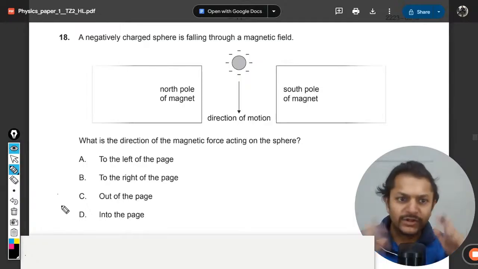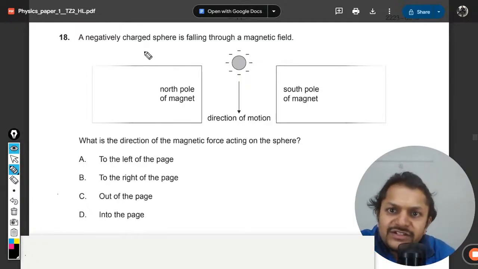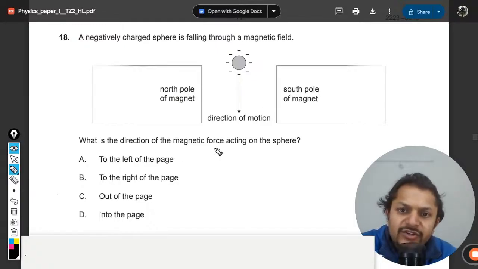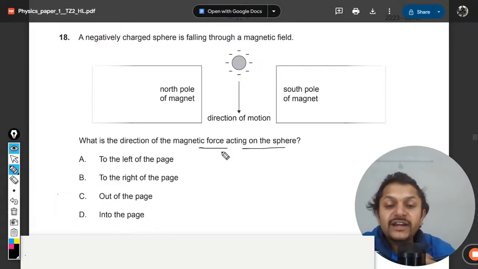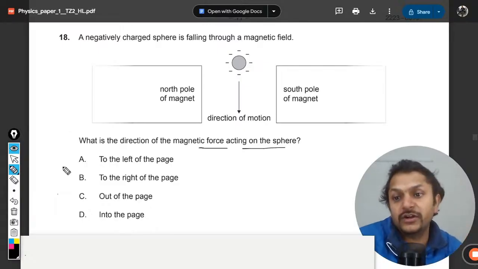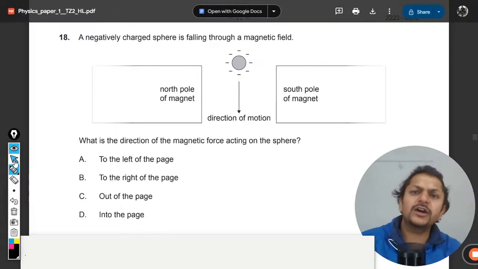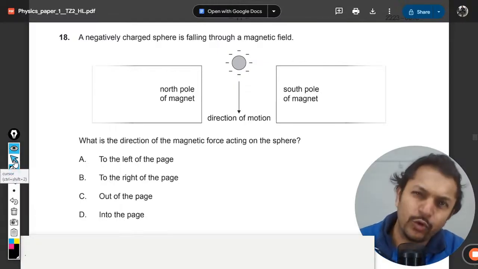Okay, dear student, let's see what is there in this question. A negatively charged sphere is falling through a magnetic field. What is the direction of magnetic force acting on the sphere? So we have done quite many of these kinds of questions now.